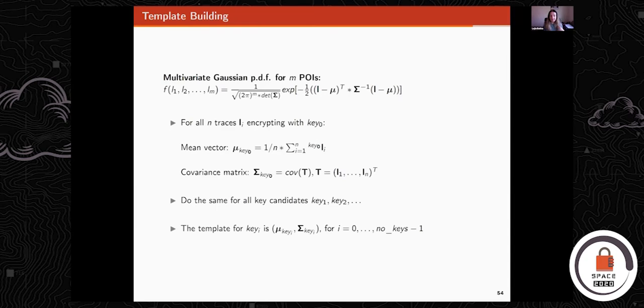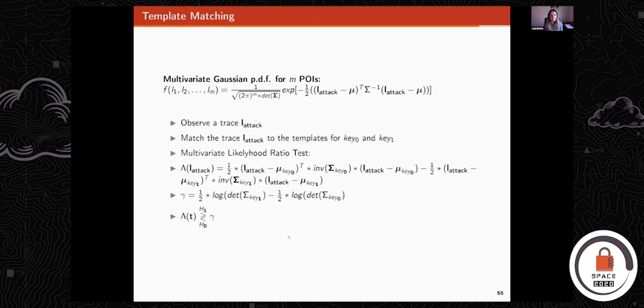And then we compute the templates in the same way. So now it's actually vectors, not scalars anymore. And this is again template matching in the same way. After observing the actual trace to attack, we have to match it to one of the templates for key 0 and key 1, or more if needed. But now we are trying to simplify by confronting just two keys. And now we have the same test, but multivariate. So again, this is lambda for this actual trace, computed as this expression. You will see later on, we have the MATLAB code to compute this, so then you can try to match all variables and computations.